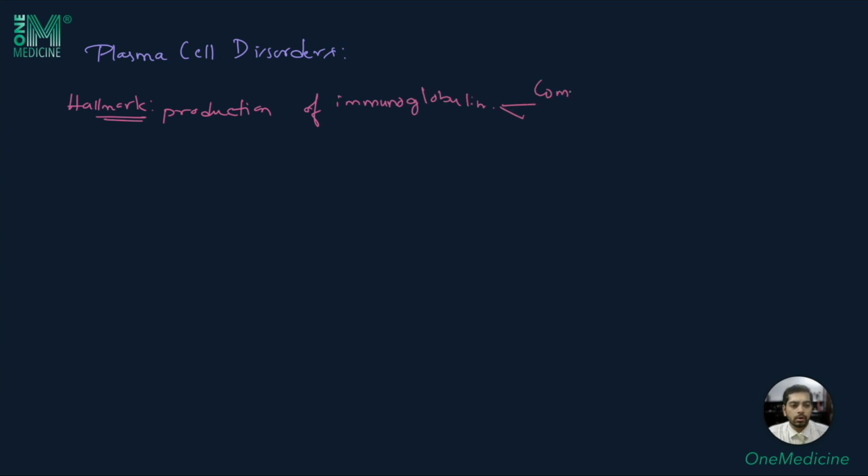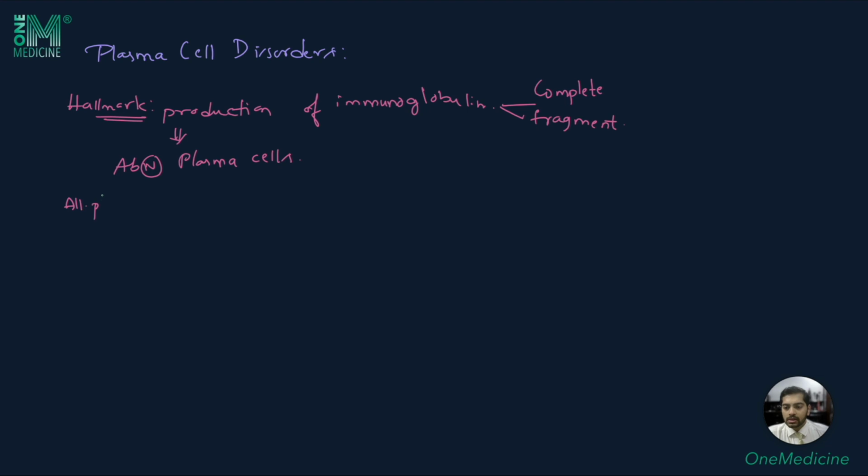The next topic is plasma cell disorders. The hallmark of plasma cell disorders is production of immunoglobulins. It can either be complete immunoglobulins or it can just be a fragment. So these are formed from the abnormal plasma cells.